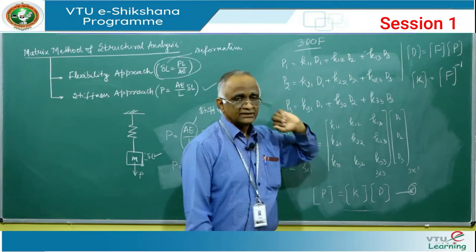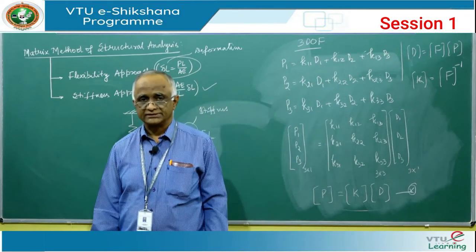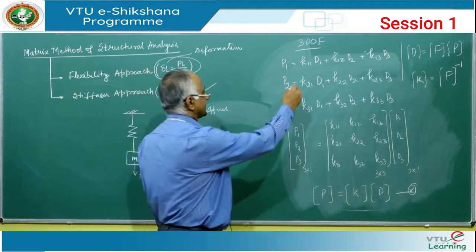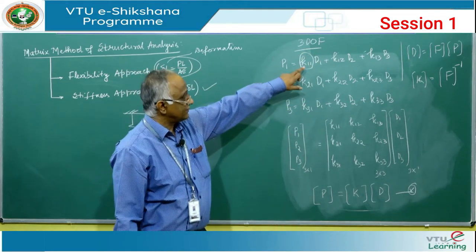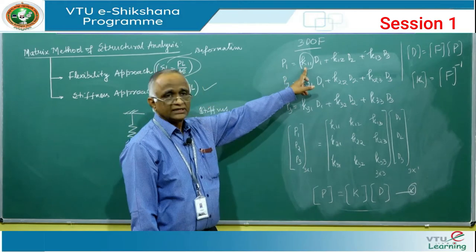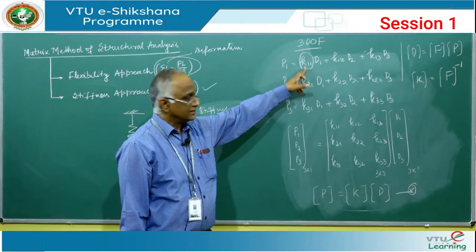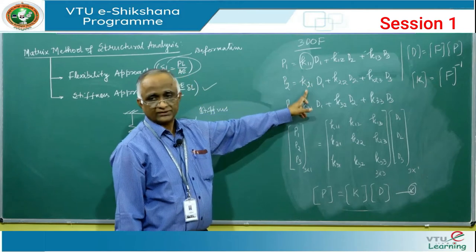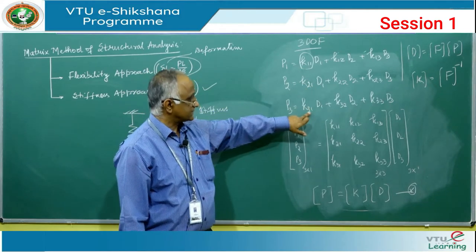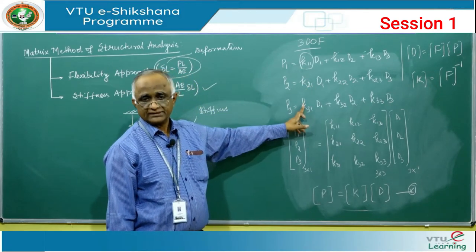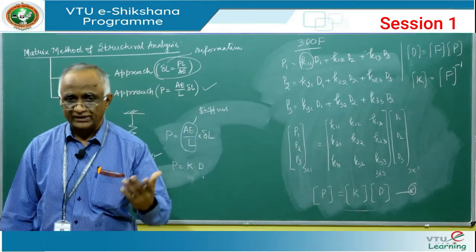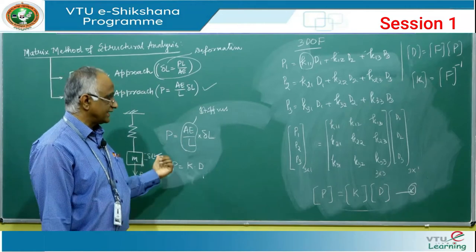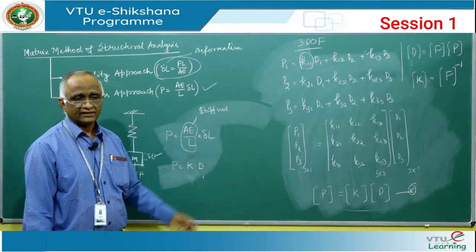Here we call them as stiffness coefficients. What is the stiffness coefficients? K11 now. K11 is the unit deformation or force required for unit deformation. Force required at 1 for the deformation at 2. Similarly, force required at 1 for the deformation at 3. Because these three are interrelated. The effect of deformation in one direction will be there on the other direction. That's why we are using the combination.